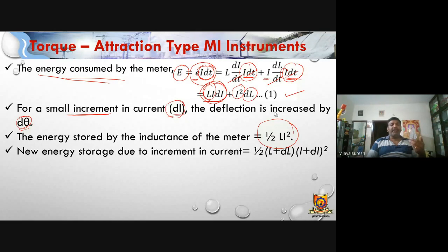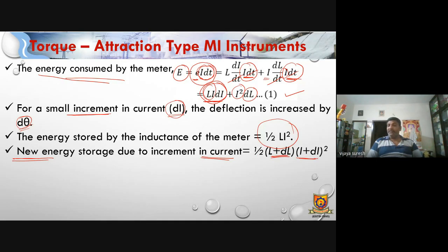Now, the amount of energy stored in the inductor has increased suddenly because of the current increase. So now we are talking about the new energy storage due to the increment of the current. The current has been increased by di, and the inductance also gets increased by dL.